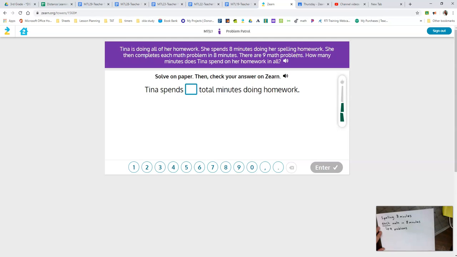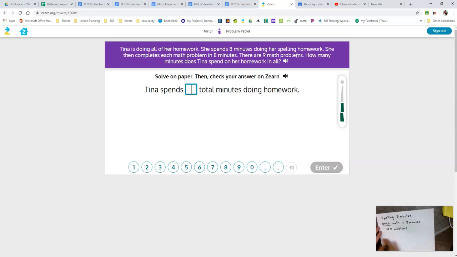How many minutes does she spend on homework in all? So we can't just add all these up because this is not even the same units: 8 minutes and 8 minutes and 9 problems. You can't just add all those numbers up and hope you get the right answer. You have to stop and draw.